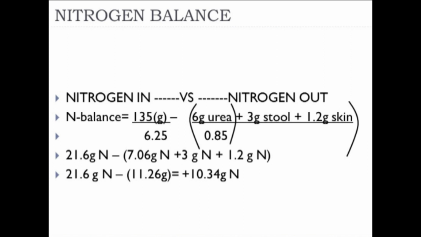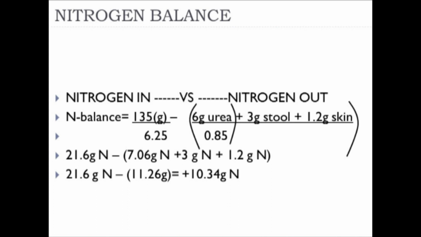So what we're doing is essentially taking the 135 and dividing it by 6.25 to get the nitrogen equivalent. You remember that from the reasoning that I proposed to you in the earlier slide. So we're getting 21.6 grams of nitrogen. Now, the 6 grams of urea turns out to be 7.06 grams of total nitrogen in the urine. The 3 grams of stool as nitrogen stays 3 grams, and the 1.2 grams in the skin, from the sloughed off skin, stays 1.2. So what we do is we add the 7.06 to the 3, that's 10.06, to 1.2, that's 11.26 grams. So now we have the balance equation.